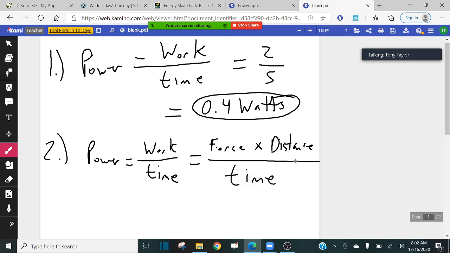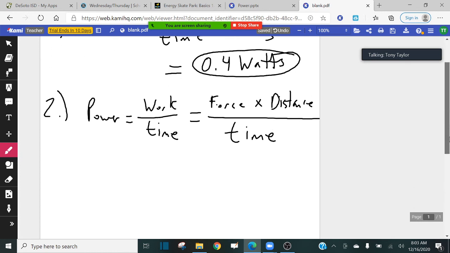So that means in order to figure out this person's power, we need to do force times distance divided by time. In other words, we need to figure out his weight, because he's acting against the force of gravity, his weight times distance divided by time, and that'll tell us the power as he went up the flight of stairs.